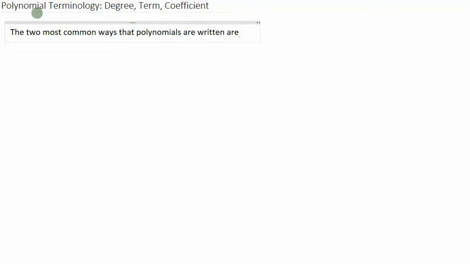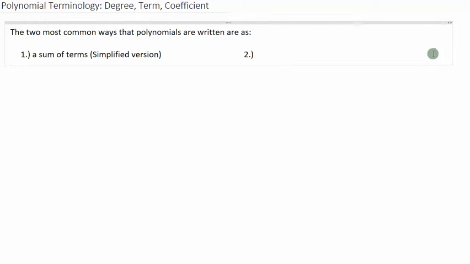are, as, number one, a sum of terms, okay? Number two, and by the way, the sum of terms, that is the simplified version. We'll talk about why soon. The other common way is a product of factors. That is the factored version.